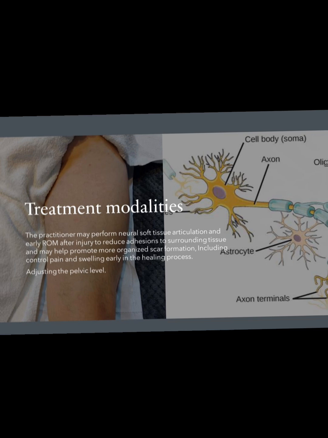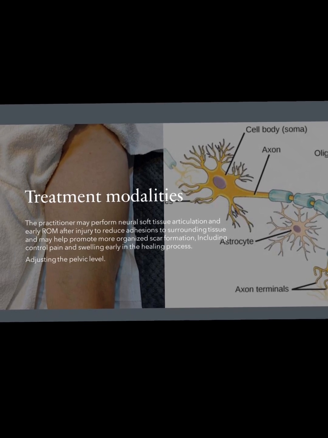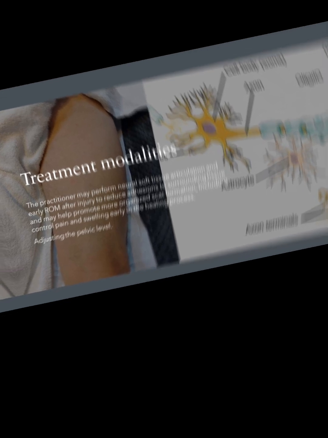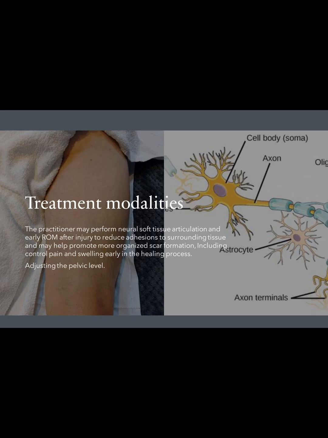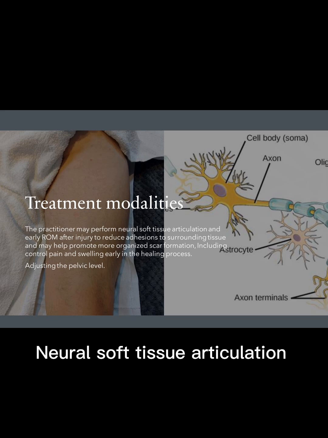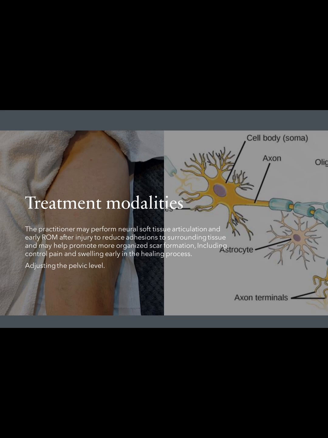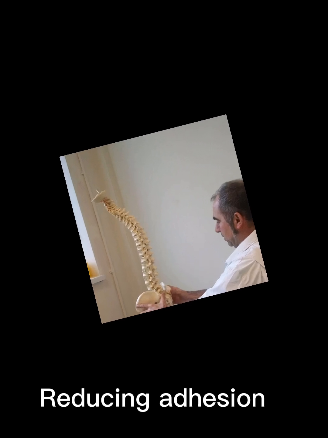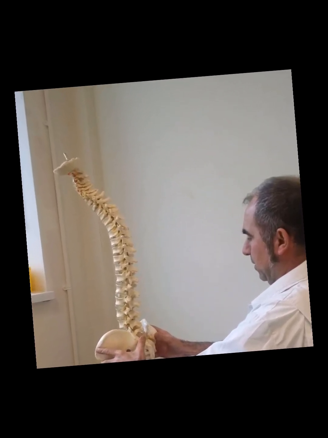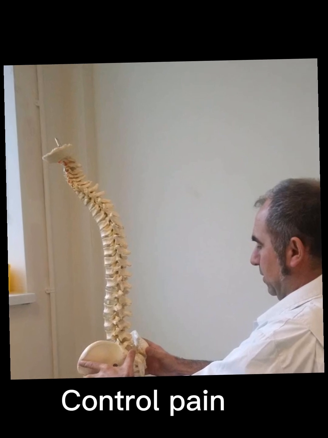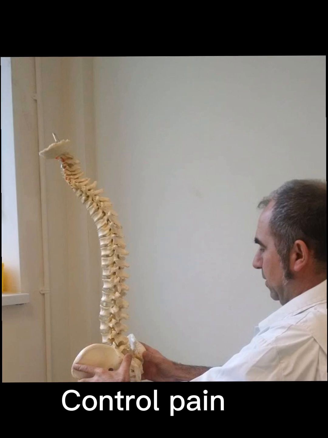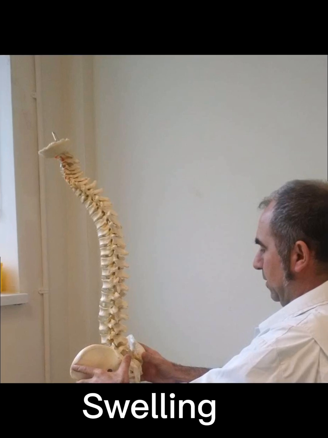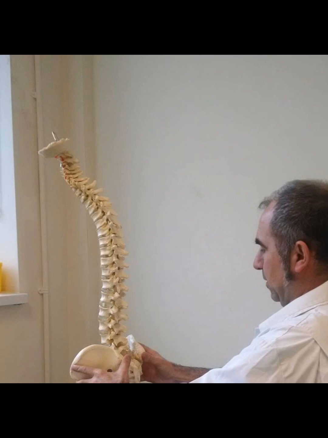Treatment and modalities. The practitioner may perform neural soft tissue articulation and early range of motion after injury to reduce adhesions to surrounding tissue and may help promote more organized scar formation, including controlling pain and swelling early in the healing process. Furthermore, adjusting the pelvic level.